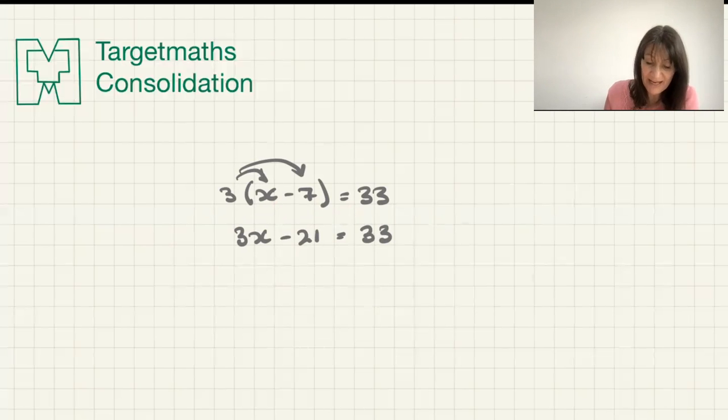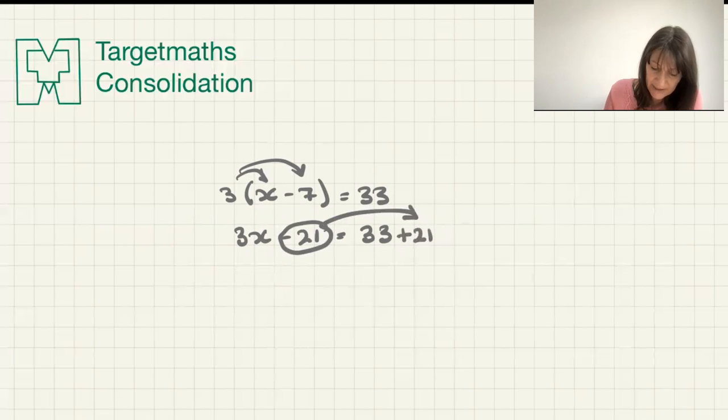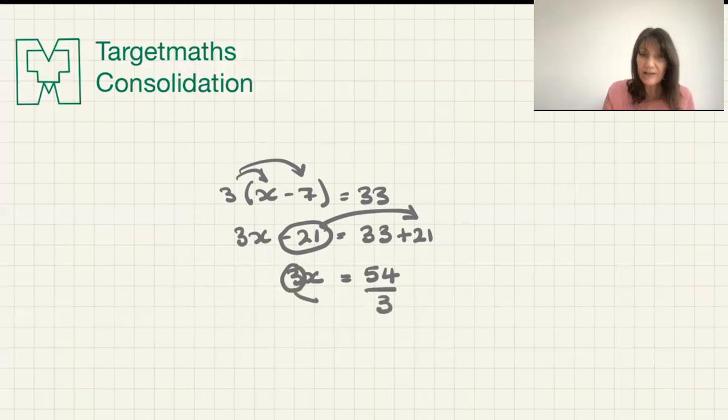Now I can hop. The last thing I say is the first thing I hop, 3x minus 21. So minus 21 is going to move across, land as plus 21, and I've got 3x now equaling 54. Now, if this is on a calculator paper, to get x on its own, I need to divide by 3. I can just throw that in, no problem, to the calculator. Calculator is going to do all the work.